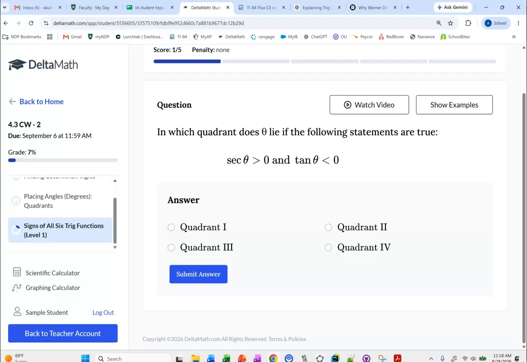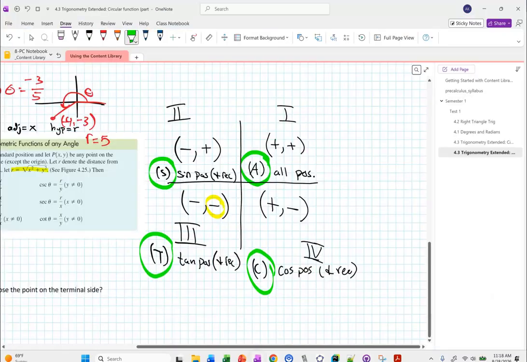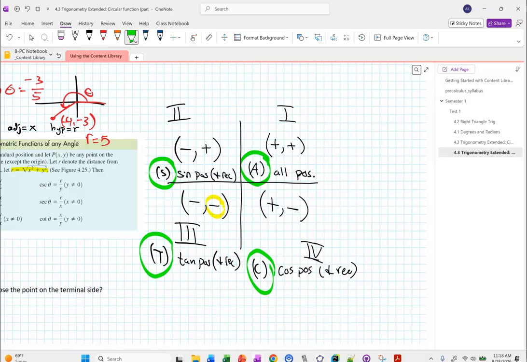Here, the next one says secant's positive, but tangent is negative. Remember that secant is the reciprocal of which trig function? Cosine. So I want the place where cosine is positive and tangent is negative. If I look at my picture, cosine is positive. These are the two choices. But tangent is positive here. It's negative down here. We want quadrant 4. Right?